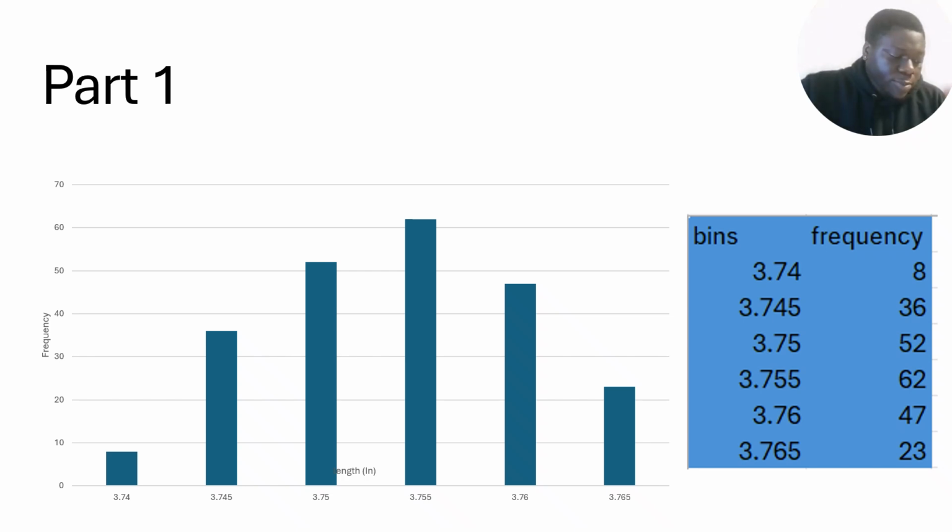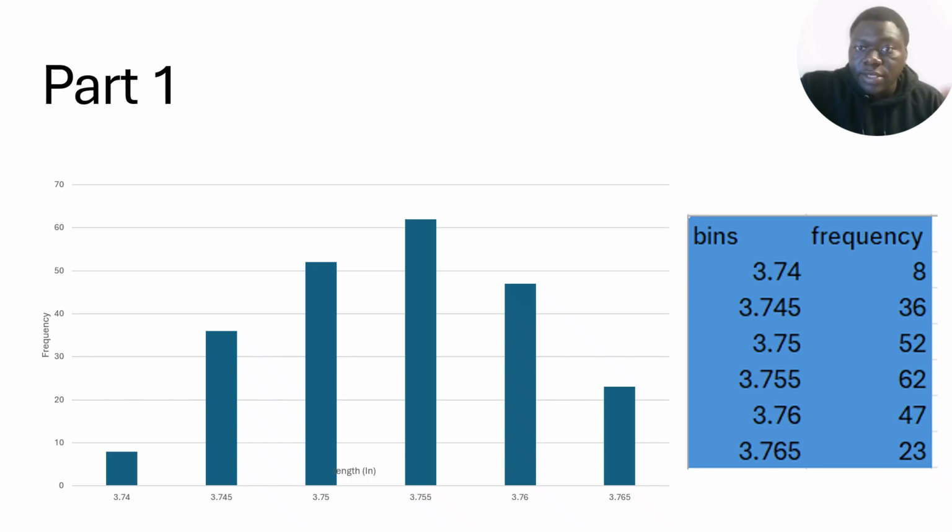For case study 6.1, where I had to use a variable control chart of day one stats to create a histogram, I found the lowest number, which was around 3.74. I used that to create a bin and then added on 0.005 to each number.